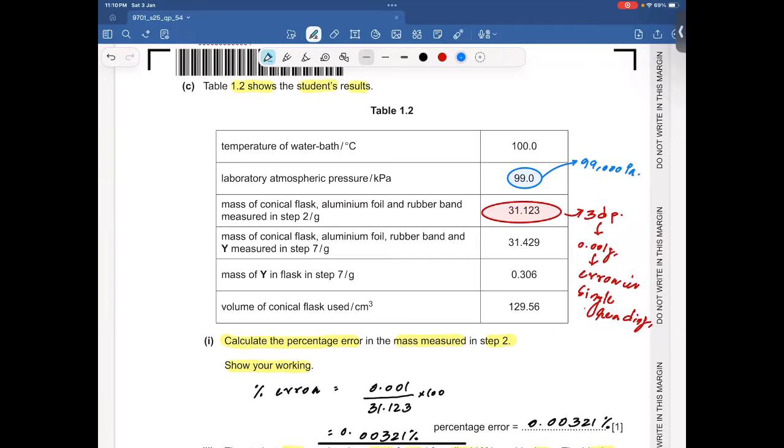Okay. Temperature has to be in Kelvin. It's 100 degrees Celsius, so we need to add 273 to it. So it's going to be 373 Kelvin. Okay.